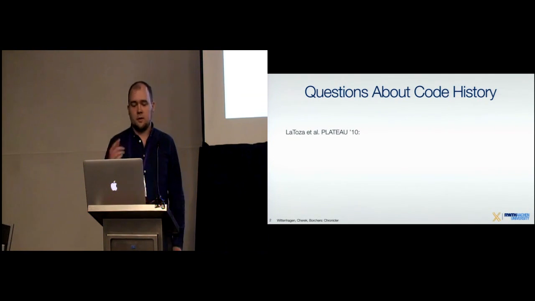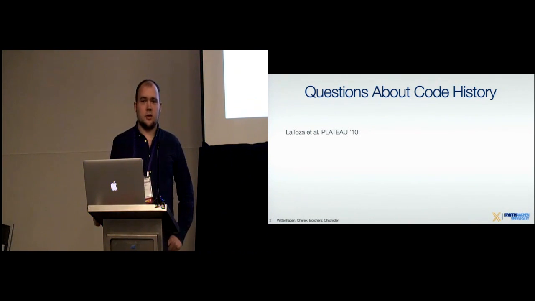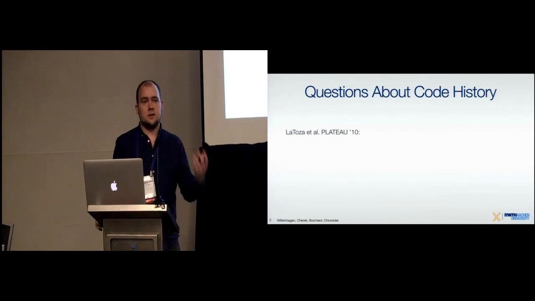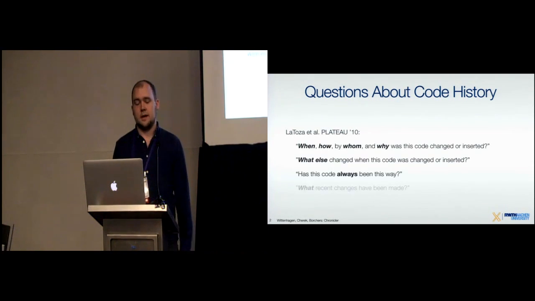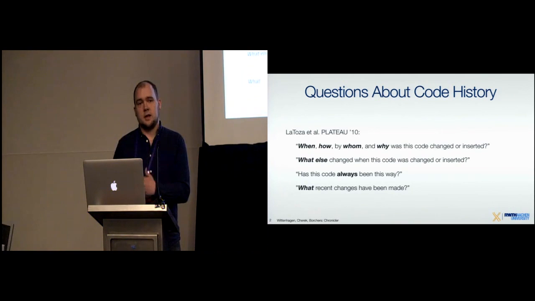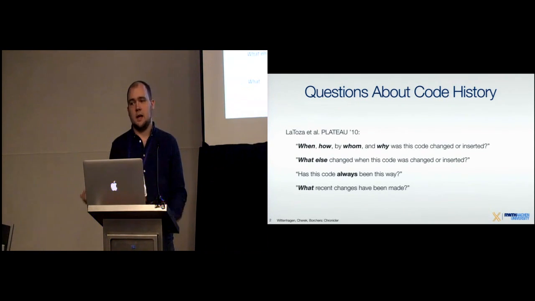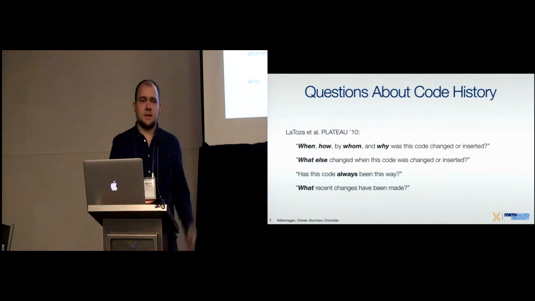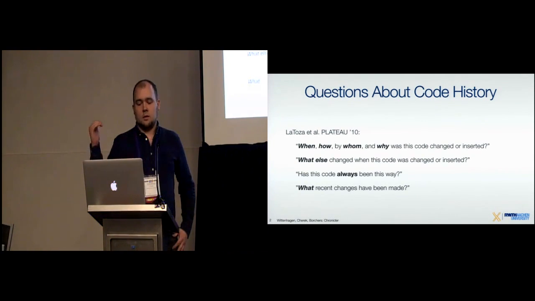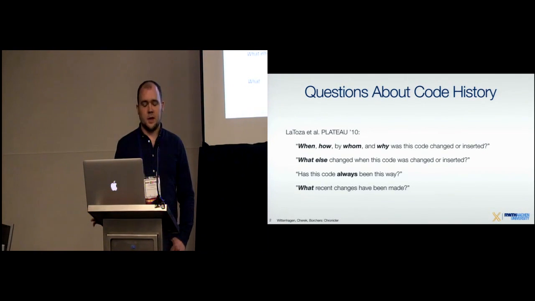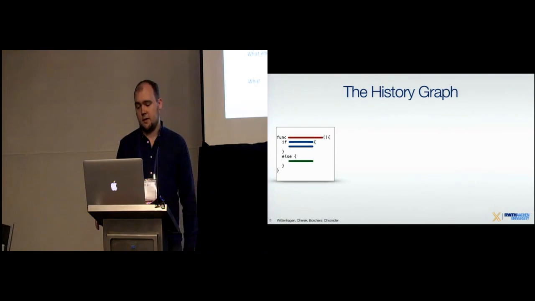And back in 2010, Latosa and colleagues actually collected a set of hard-to-answer questions about source code. And many of these questions regard the history as well. Some of them can be easily answered with version control systems, like who did this change or what was changed recently. But some are really hard to answer when you only have access to single files. So has something always been this way, for example, is really hard to answer there. And that's something that we wanted to make better.